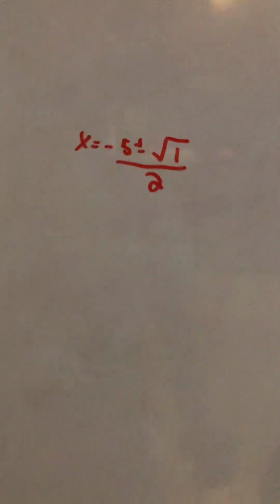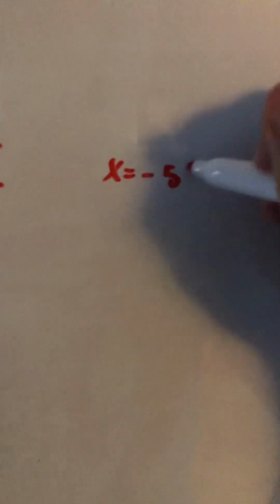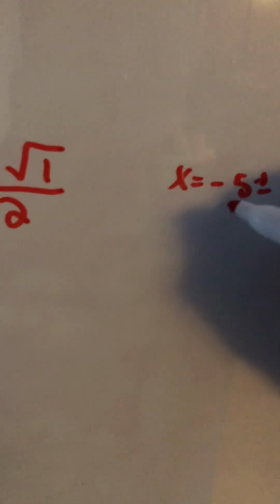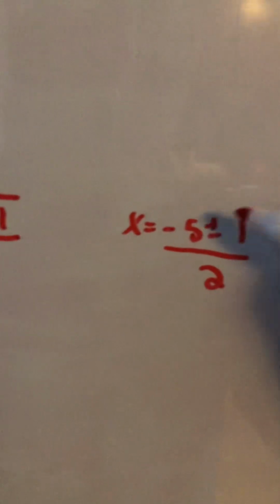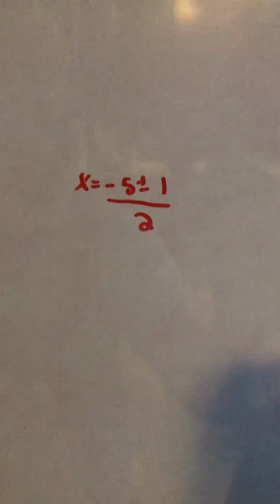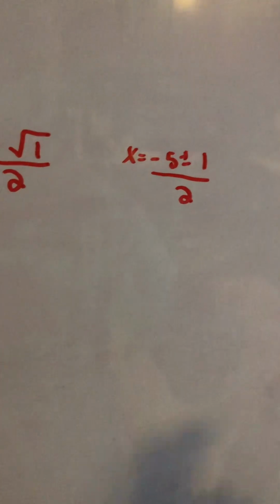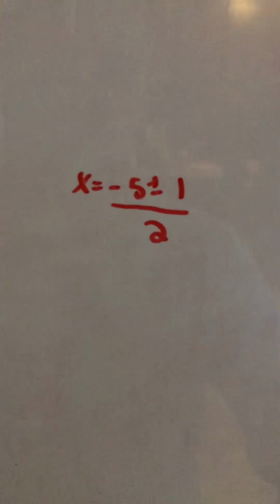Alright, so now what I'm going to do is I'm going to simplify this again, which x is equal to negative 5 plus or minus. Now the square root of 1 is just going to be 1, so it's going to be plus or minus 1 over 2. So now what I'm going to do is I'm going to apply the plus or minus for the x values, the possible solutions, because there's two possible solutions for a quadratic equation.